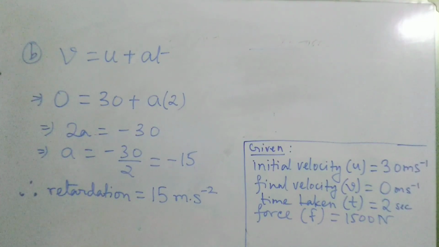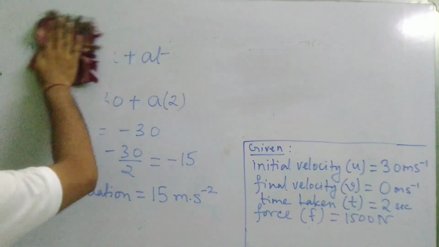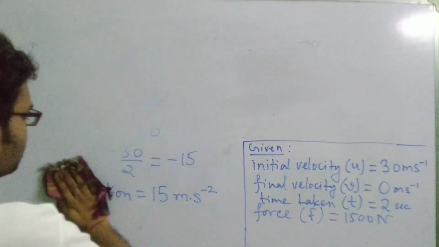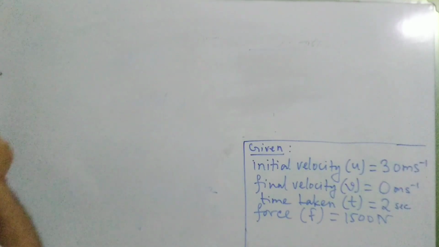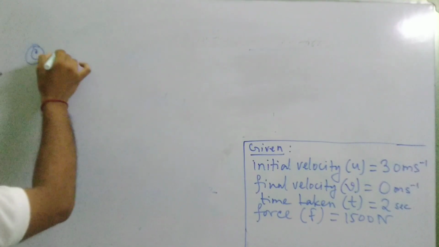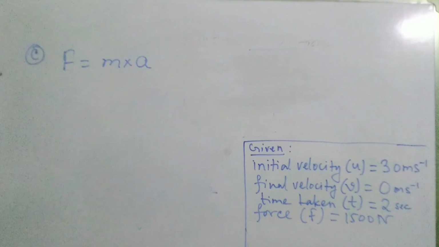And what does the third part say? The third part says, what is the mass of the car? So what is the mass of the car? For this we can now very easily apply the formula that force is equal to mass into acceleration, isn't it? This is another form of Newton's second law, so you can easily apply that form. Here it is retardation in this case.